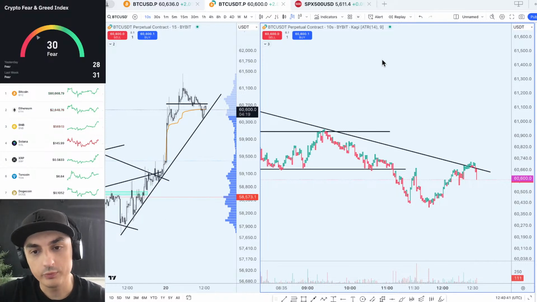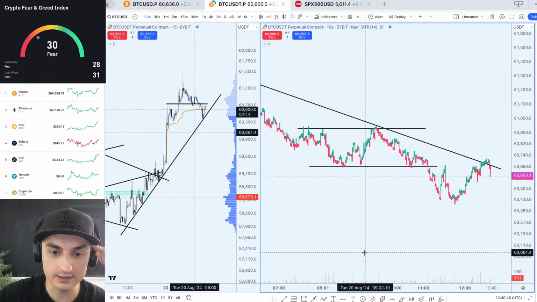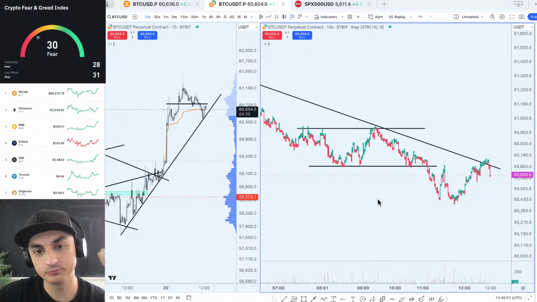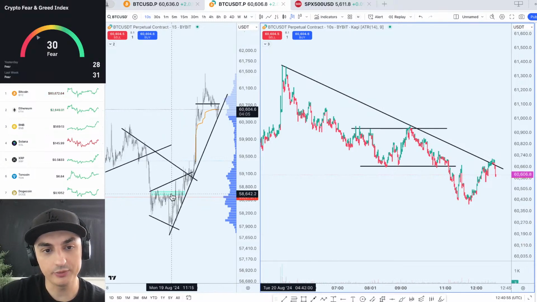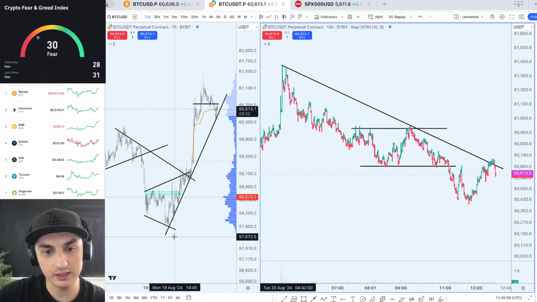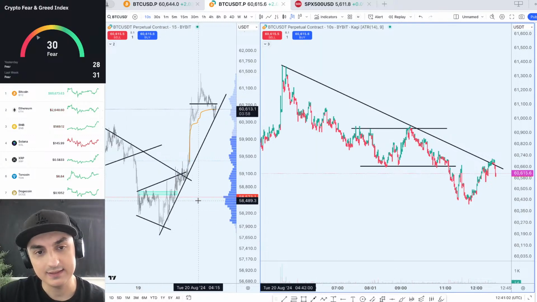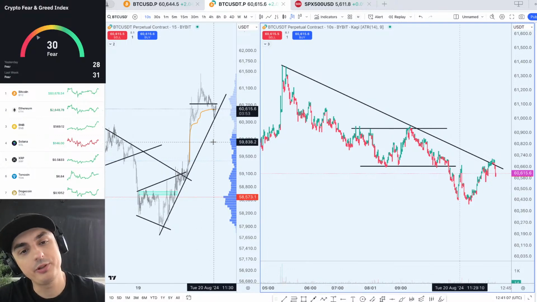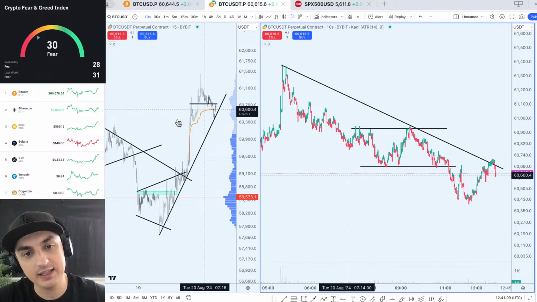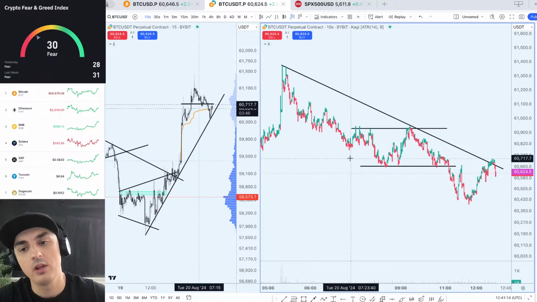Oh, so what we got? Basically, we got a couple of breakouts since yesterday. We were trading at about 58,000 to 59,000 yesterday, and since yesterday we got a breakout up to $61,000, and so far we're staying somewhere around 60K.